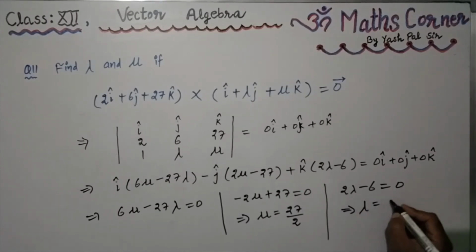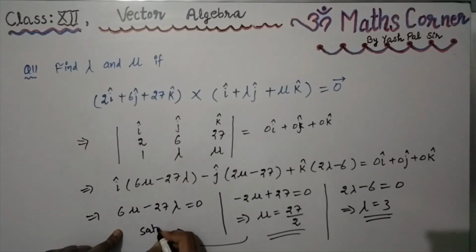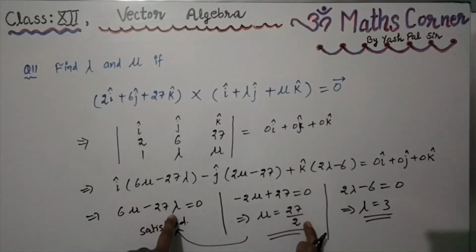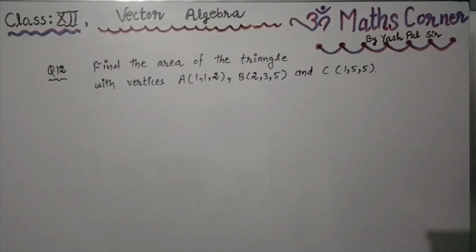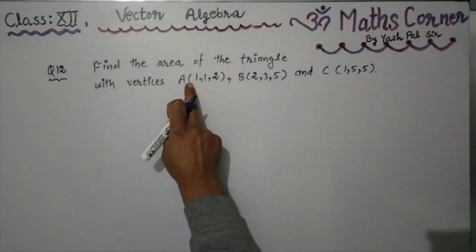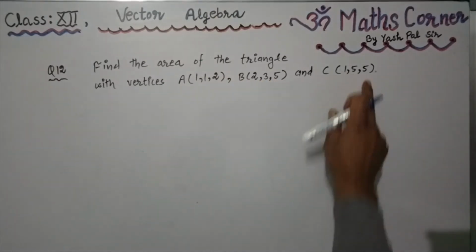So from here the value of mu is 27 upon 2. From here the value of lambda is 6 upon 2, which is 3. If we substitute these two values, we say it is satisfied. That is, 6 into 27 upon 2 minus 27 into 3 is equal to 0. Hence the values.